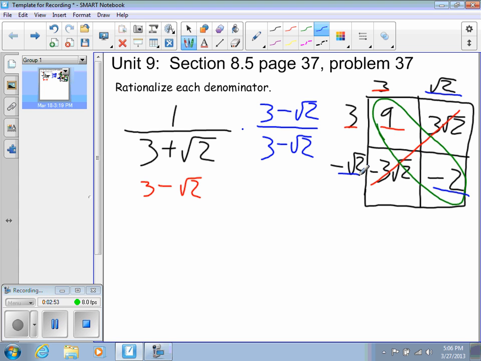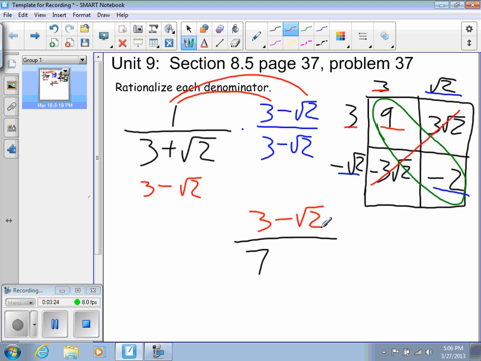So what do we have here? On the bottom of our fraction, we now have 9 minus 2, which is 7. And let's take a look at the top of our fraction now. We can just distribute for that. And when we do, well, gee, multiplying by 1 isn't going to change anything here. So 1 times 3 is 3. And 1 times negative square root of 2 would be negative square root of 2. And it doesn't reduce, so there is our fully simplified form.